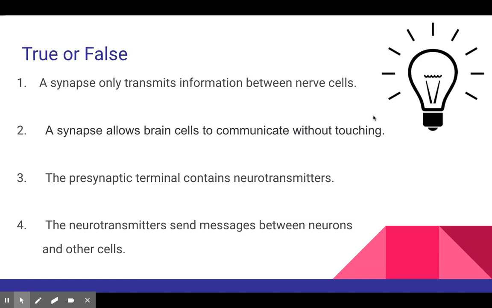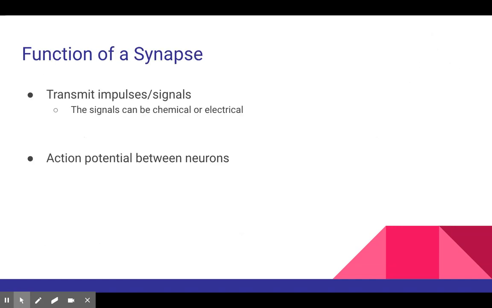So let's continue on talking about a synapse. So far, we've talked about what a synapse is and how it's structured, and now we're going to talk about the function of a synapse. So, a synapse has a couple functions. They are used to transmit impulses or signals. These signals can be chemical or electrical, and we'll talk about that more in just a bit. And the synapse is the action potential between neurons. So the synapse is actually the way these neurons communicate. Without a synapse, the neurons have no communication.